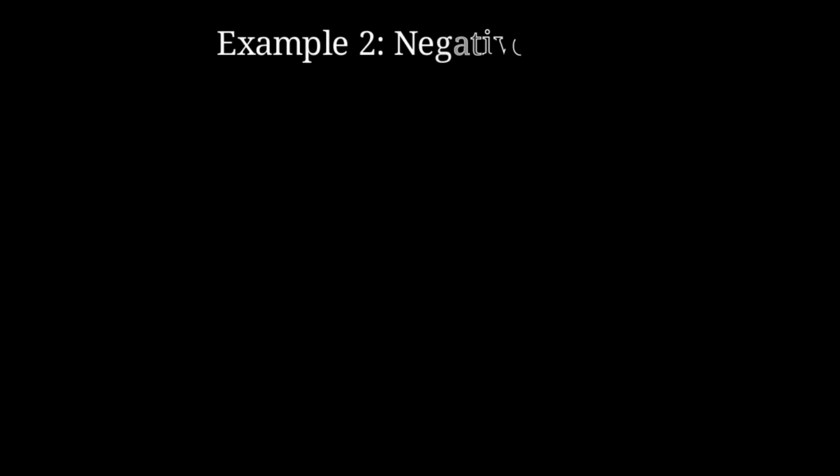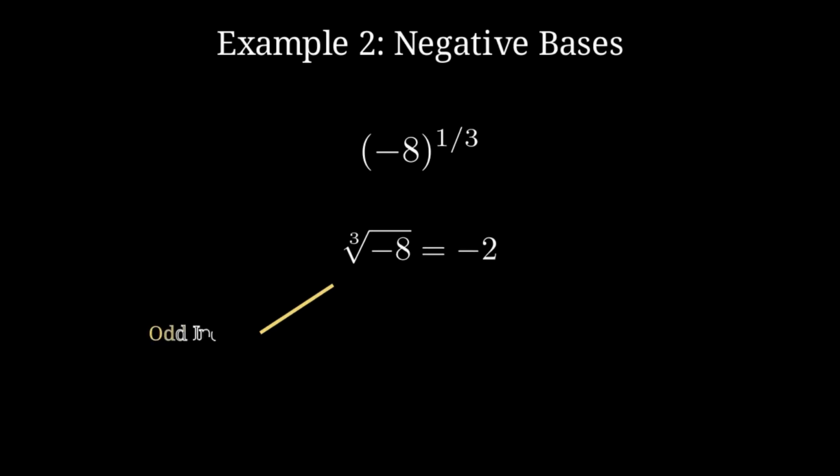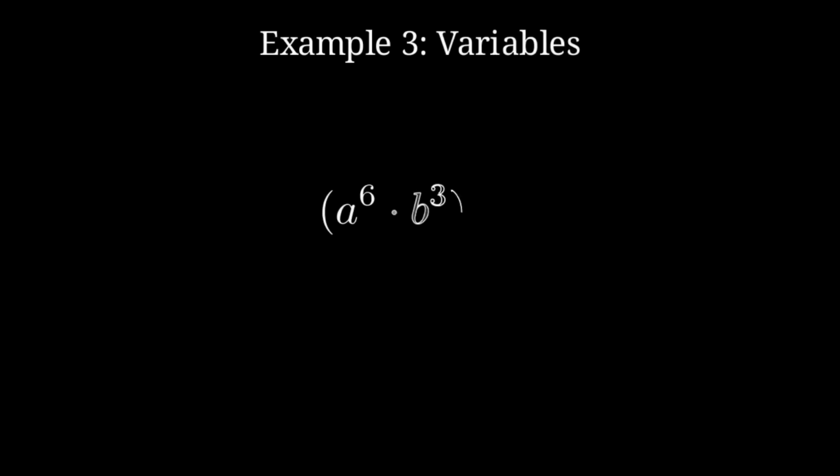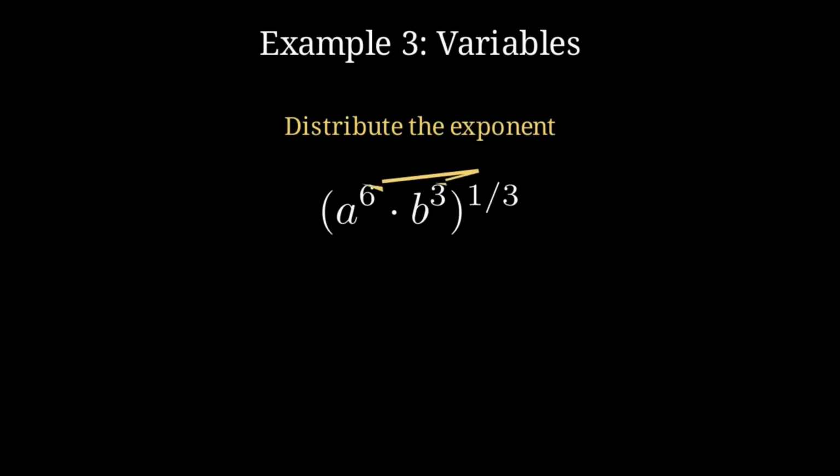What about negative bases? If the denominator is odd, like the cube root of -8, the answer is a real number, -2. However, even roots of negative numbers require imaginary units. When dealing with variables, distribute the fractional exponent to every term inside the parentheses by multiplying. 6 times 1/3 becomes 2, and 3 times 1/3 becomes 1, simplifying our expression significantly.